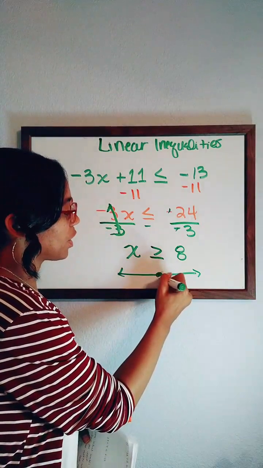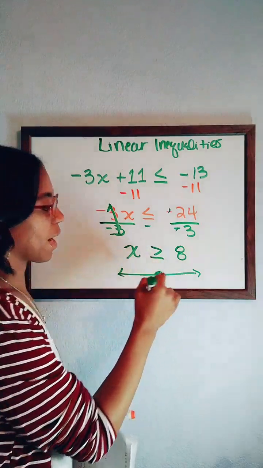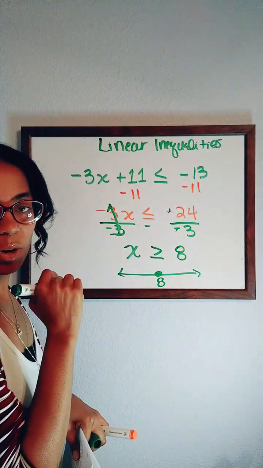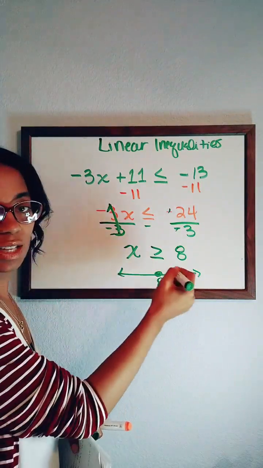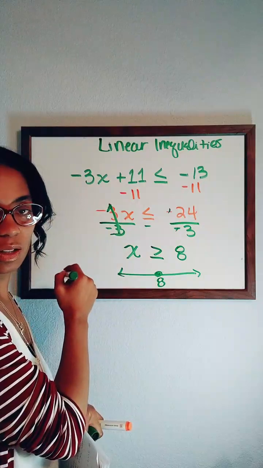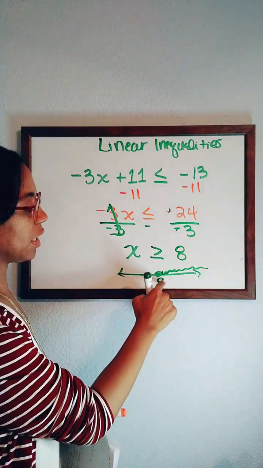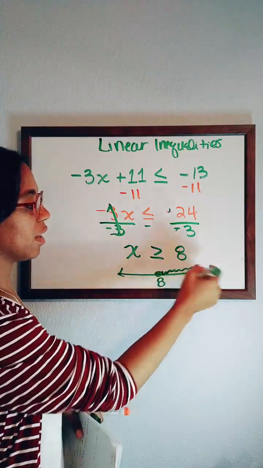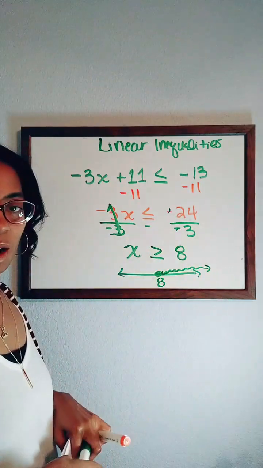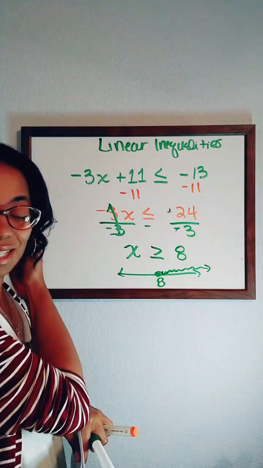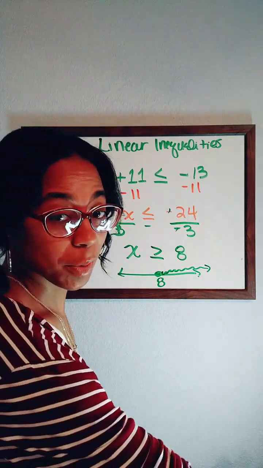Now, what direction am I going to go? To the right or to the left? Where's my greater than? Am I going to shade this way or this way? To the right. Perfect. So that tells me that X can be any number, including 8, as long as it's greater than 8. Perfect. Very good. Very good, y'all. That's awesome. And you remember to flip the sign?